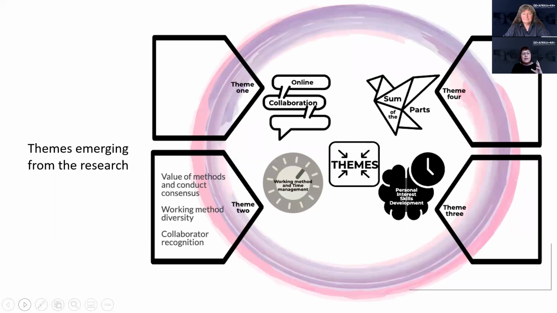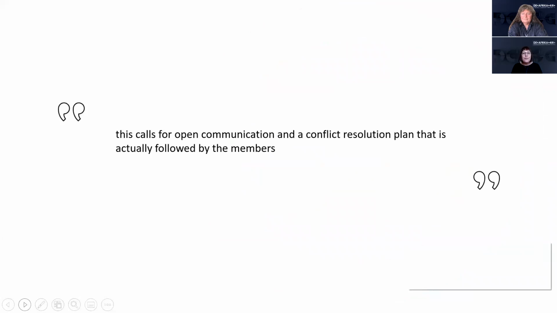Theme 2 focused specifically on working method and time management as an emerging theme, and 3 sub-themes emerged, focused specifically on the introduction and value of an agreed-upon working method, a code of conduct, so to speak. Also on the differences and adjustments in working methods that students need to make, and the recognition of valuable new working methods. This calls for open communication and a conflict resolution plan that is actually followed by the members.